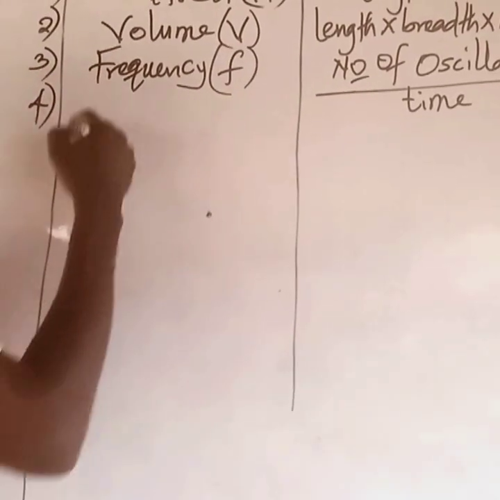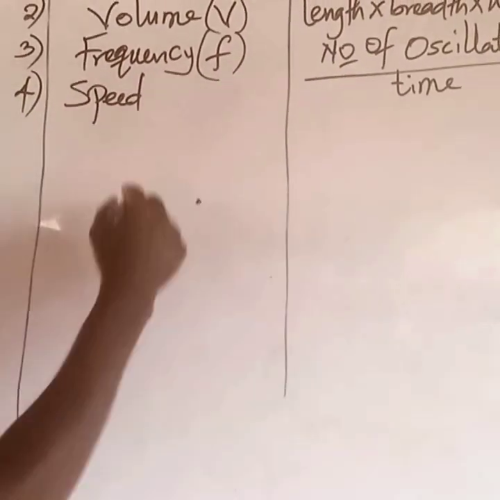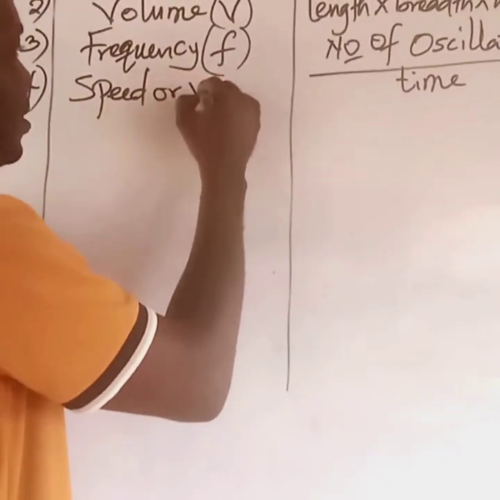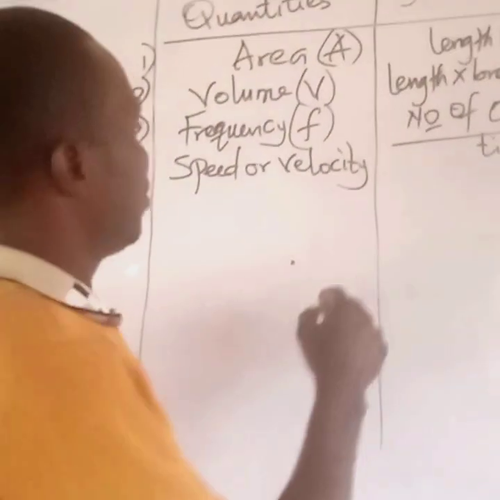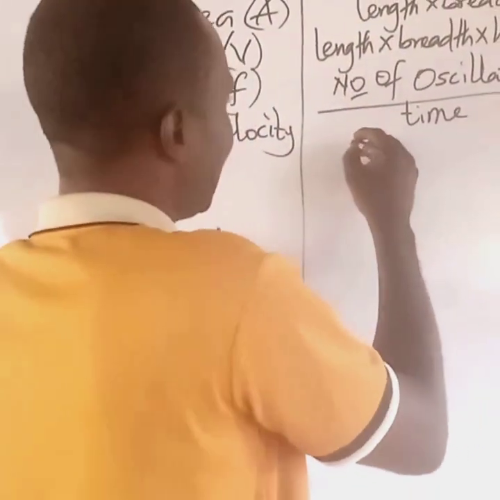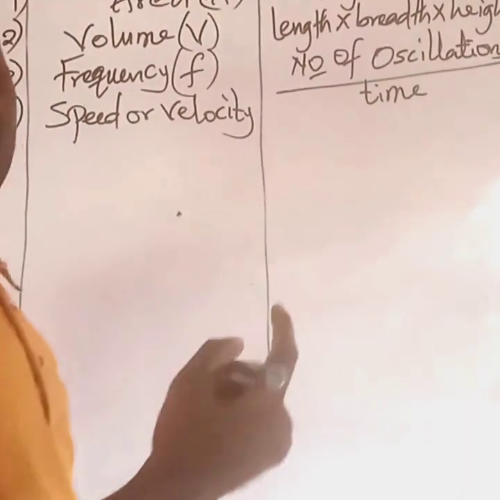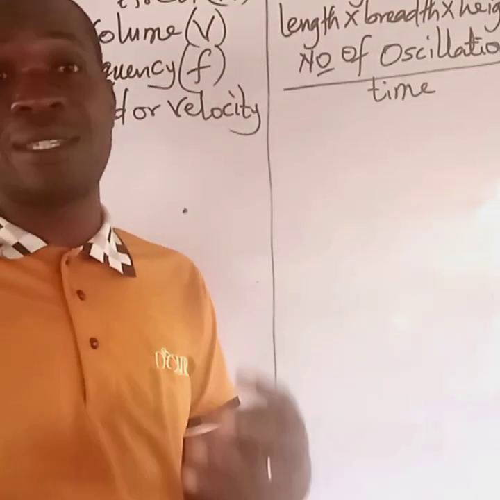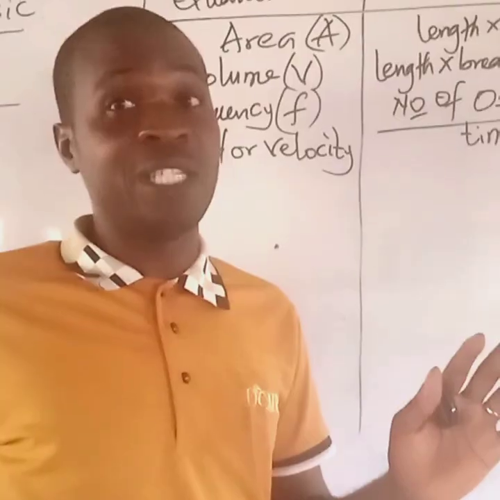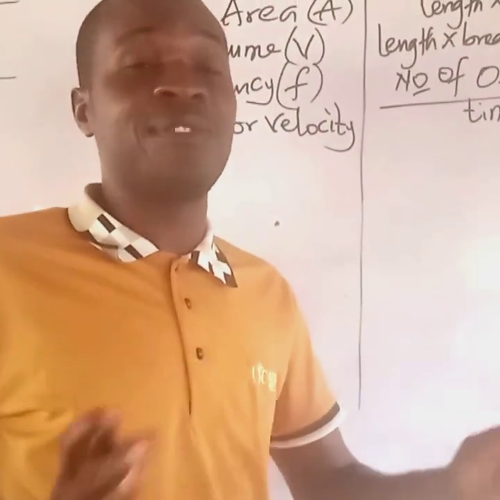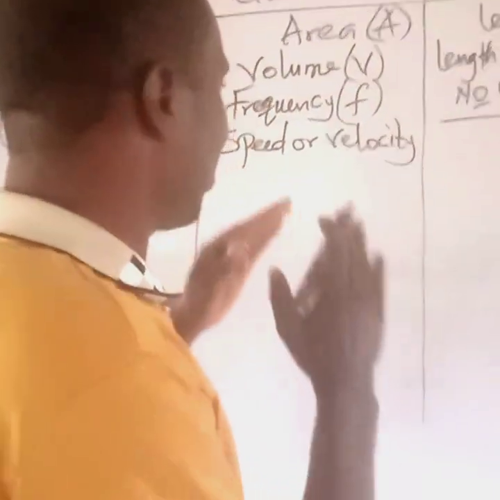We can move on to other derived quantities. Before force, let's talk about speed, and I have my reasons for that. Let's talk about speed or velocity. Speed is distance over time, and for velocity, we say displacement over time. Distance and displacement, we can use them interchangeably, but in physics, they do not mean the same thing. Displacement is a vector, distance is a scalar. But for the purpose of this class, let me not go there.